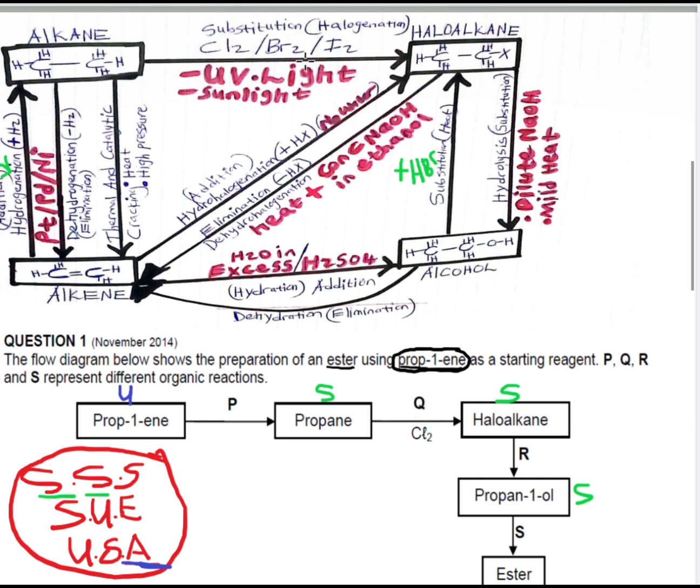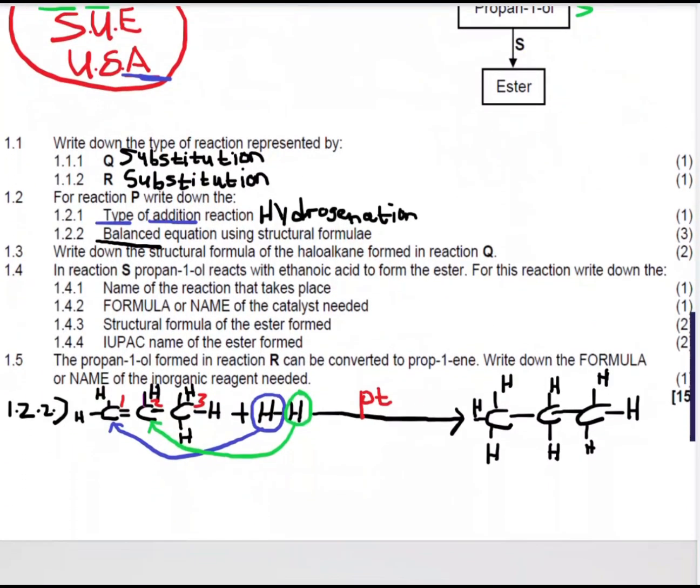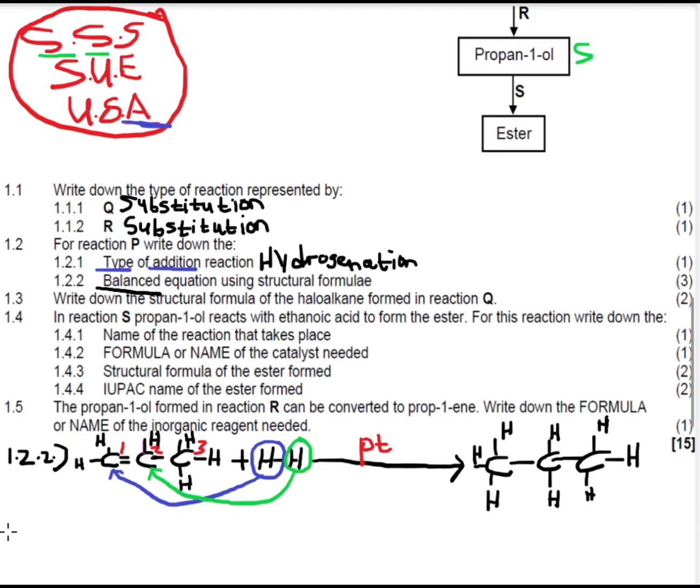We are going to add the chlorine atom, and we know that is substitution, but they want the structure of the haloalkane that is formed. Let us see what is going on, guys. So question 1.3 here. Let's write question 1.3. They want the structural formula of the haloalkane formed in Q.